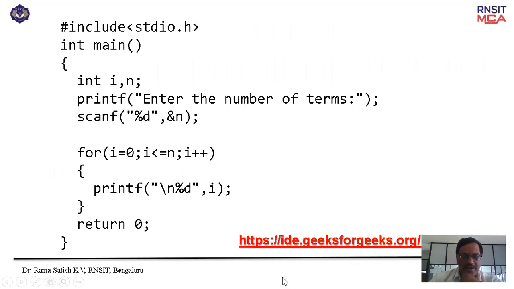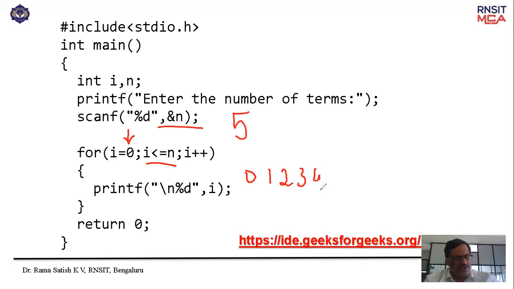Here is one simple example. You're asking for the value of n. Suppose I give 5. I starts from 0, and until it reaches 5, as long as I is less than or equal to 5, it keeps on incrementing. In the first loop, it will print 0. Second loop, it will print 1. Third loop, 2. Fourth loop, 3. Fifth loop, 4. And the last loop, it will print 5. When I is equal to 5, it prints. After that I plus plus makes it 6, and 6 is not less than or equal to 5, so it will come out of the loop.